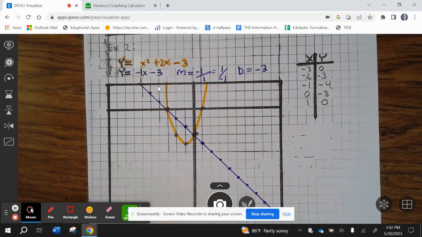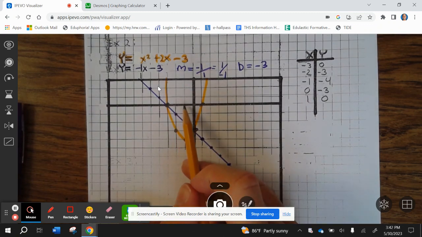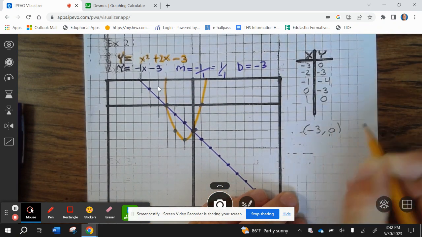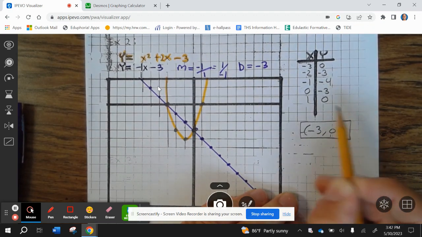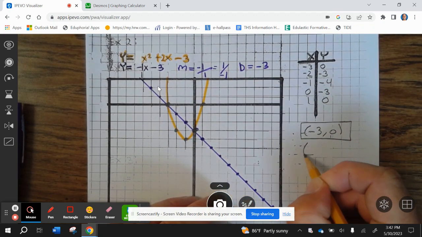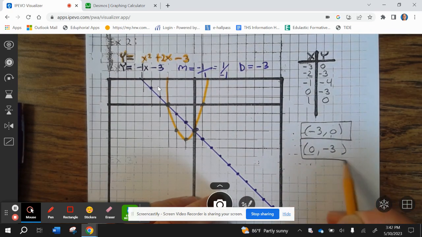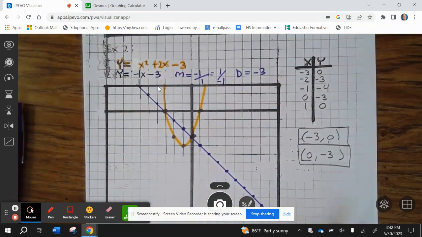Now our solutions are the points of intersection. So -3, 0, and 0, -3. All right, go ahead and finish up example 2.